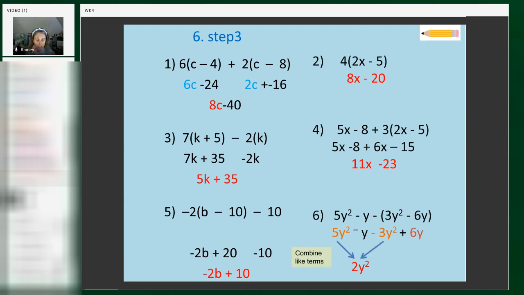I love it. Did you subtract your 5y squared and 3y squared because it says subtract in front of that? Check and see. Good job, Kieran. The next one's kind of hard too. We got a -1y plus 6y. Positive 5y.